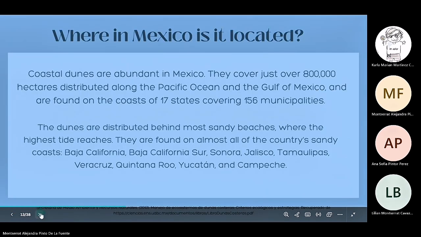Where in Mexico are they located? Coastal dunes are abundant in Mexico. They cover just 800,000 hectares distributed along the Pacific Ocean and the Gulf of Mexico, and are found on the coast of 17 states covering 156 municipalities.